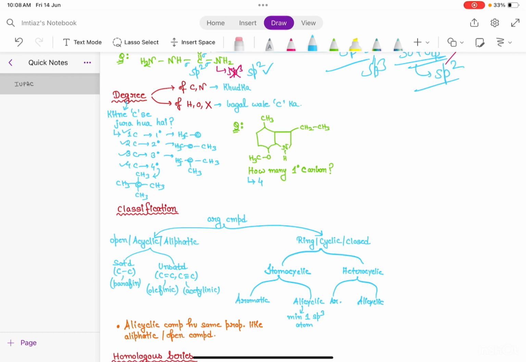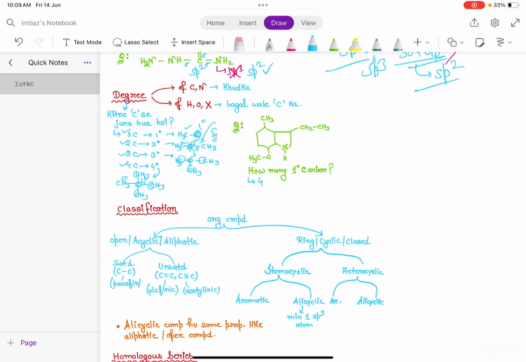Example is given over here: this carbon is attached to 1 carbon, so it is 1 degree; here it is attached to 2 carbons, so it is 2 degree. Attached to 3 carbons, it is 3 degree. Here attached to 4 carbons, that is 4 degree. So carbon and nitrogen have their own degree, that is, directly how many carbons this carbon or nitrogen is attached to, the degree will be that.